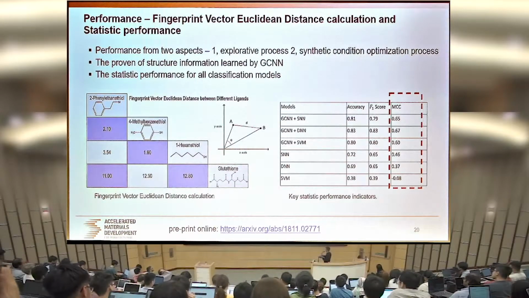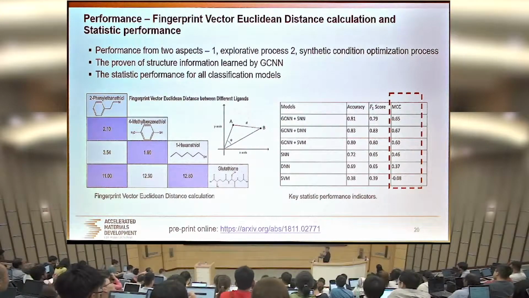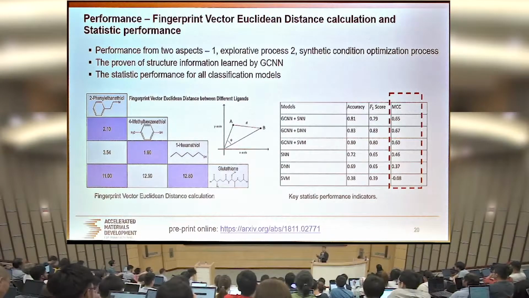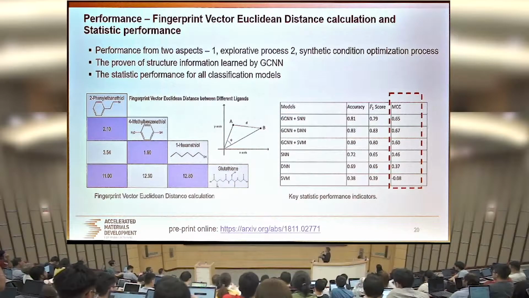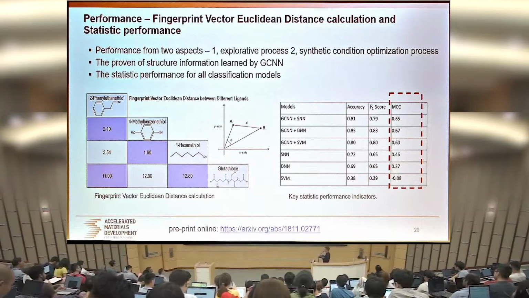For the statistics part, please look at this red bar. It is the MCC. MCC is an indicator to compare the predictability of our model to a random guess. If MCC is equal to 0, it means it is the same as a random guess, but if it is more than 0, it means it is better. And the maximum number of MCC is 1. Please note that we didn't just do the test for our GCNN plus SNN models. We have changed the classification models to test a dense neural network and support vector machines.